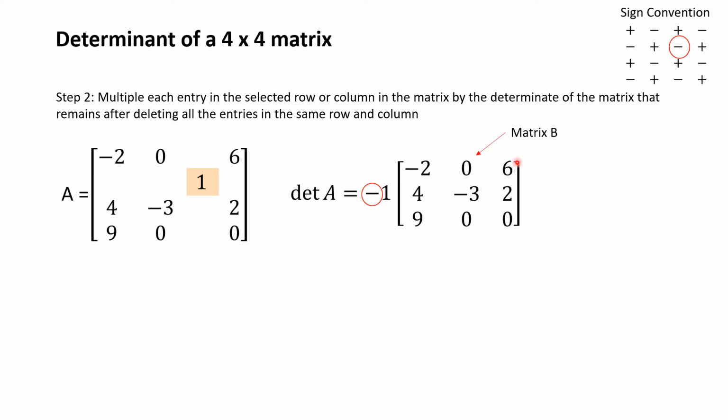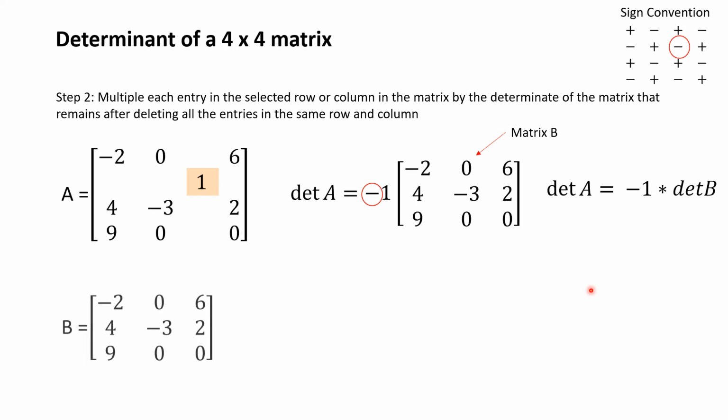Next, we are going to call this remaining matrix, and we're going to denote it as matrix B. Therefore, in order to calculate the determinant of matrix A, we need to multiply the determinant of matrix B by -1. So let's calculate the determinant of matrix B.